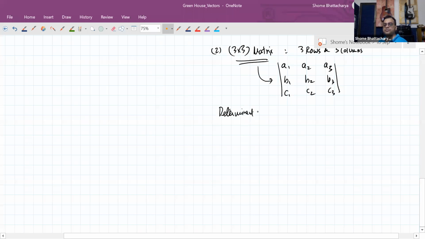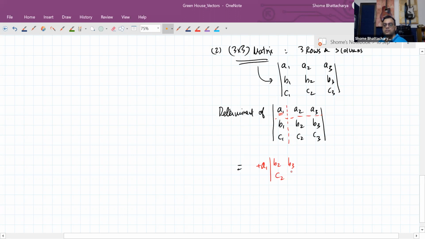So determinant of this matrix, it's a two-step process actually. It is given by the formula. Now you first take out this term. Along with this, you take out the first row and first column. So it becomes plus a1 into these terms which are left. Remove the first row, so you're left with this.